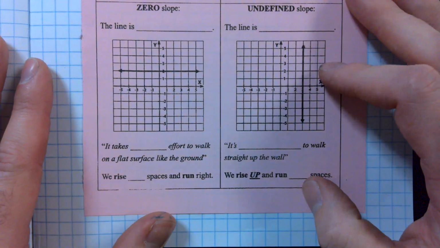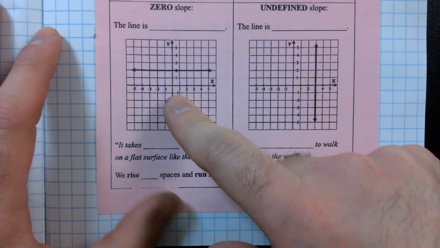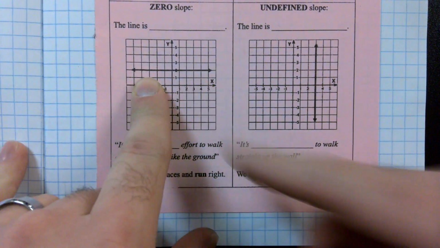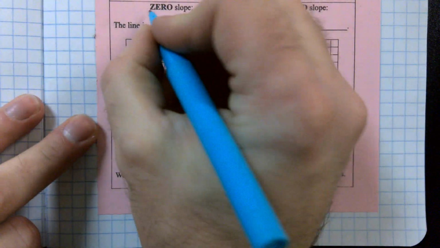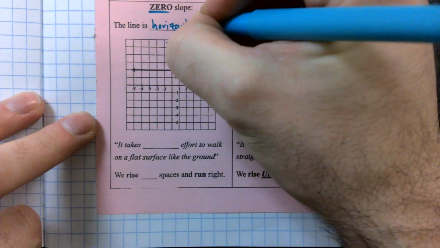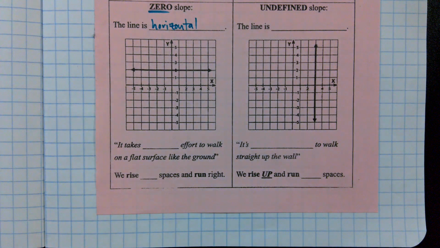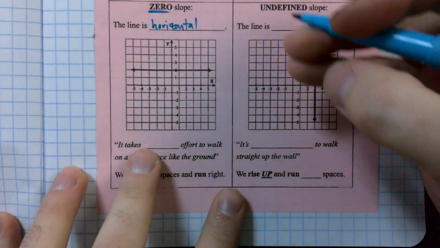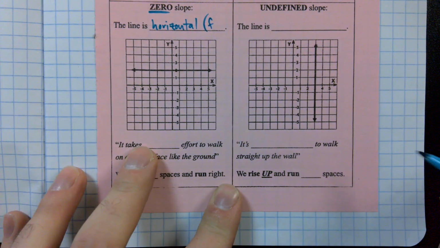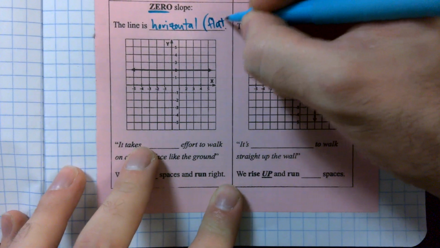Now, here's where we get into the weird stuff, right? Tariq, I heard you already say it. What type of line do you see on this third graph? Horizontal. Horizontal. What's another word for horizontal? Straight. Straight? What's another word? I'm thinking of a specific one. Starts with an F. Flat? Yeah, flat. It's a flat line.